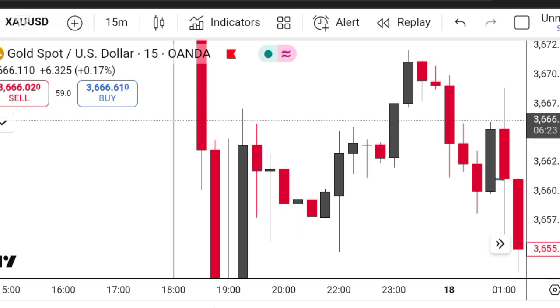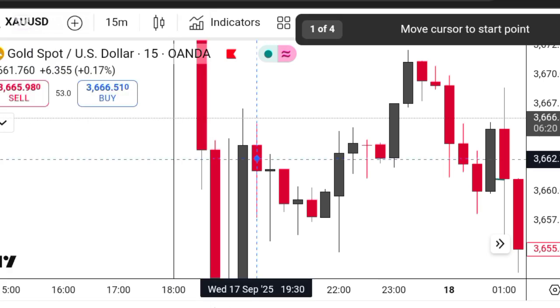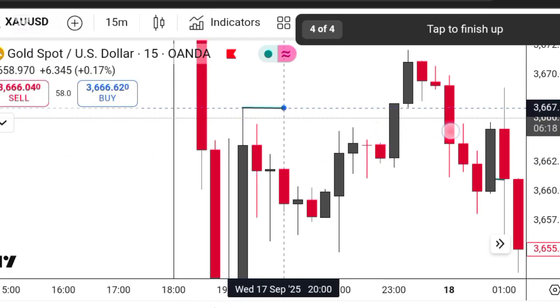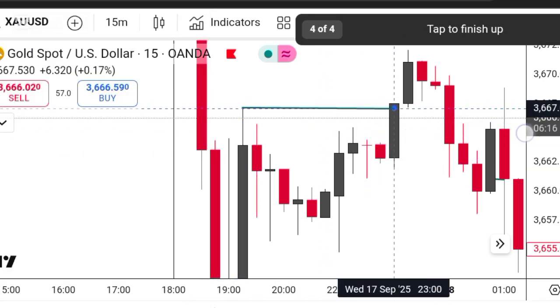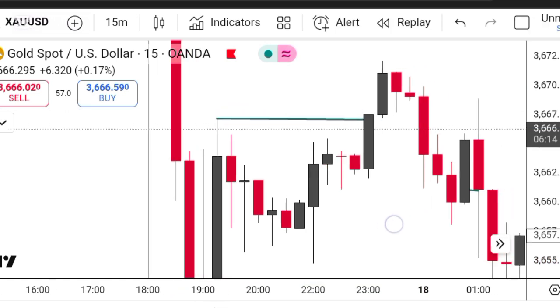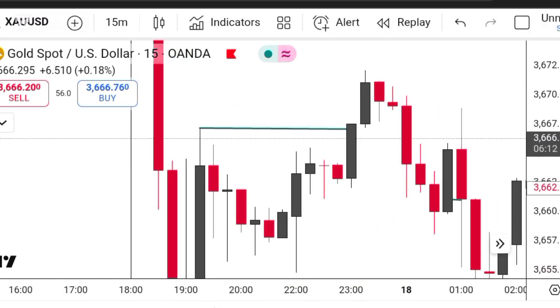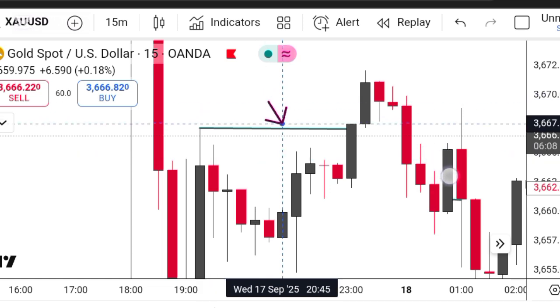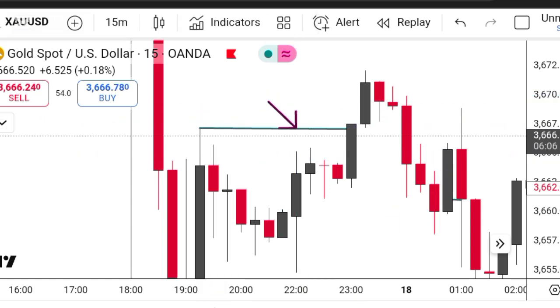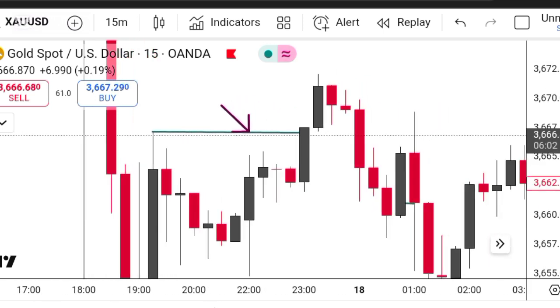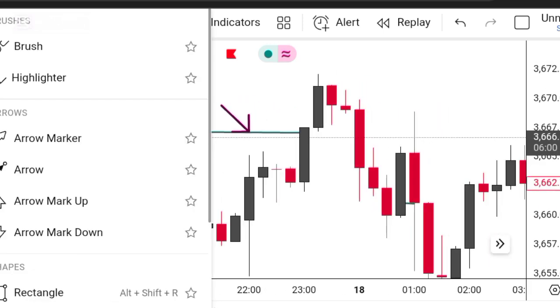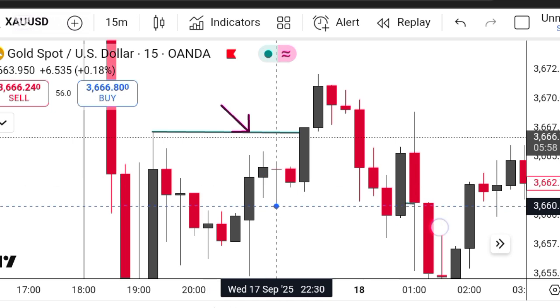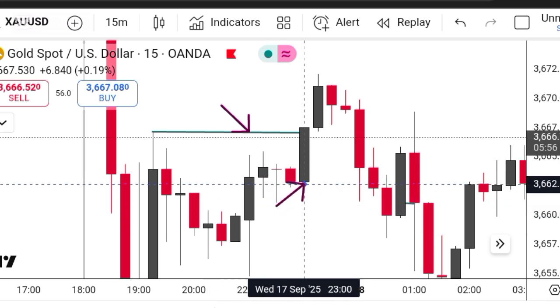First, we have liquidity gathering up here. We have this liquidity right here gathering. Now we have the market taking out this liquidity, breaking structure to the upside. After the market has broken structure to the upside, we've seen it create a liquidity zone right here, which happens to be another structure.